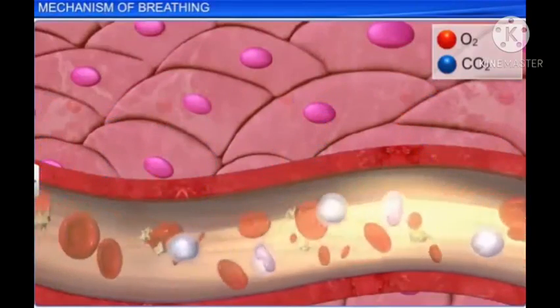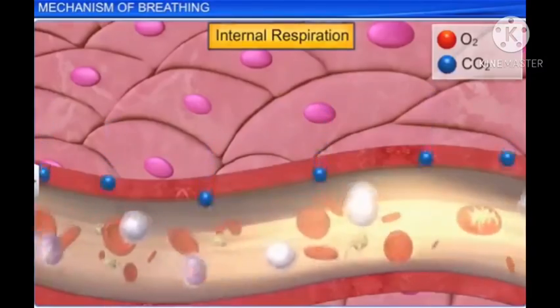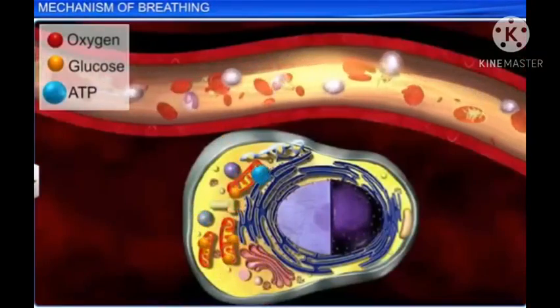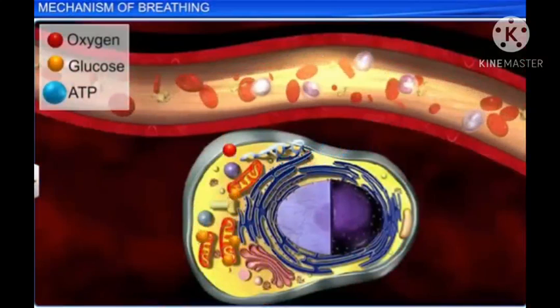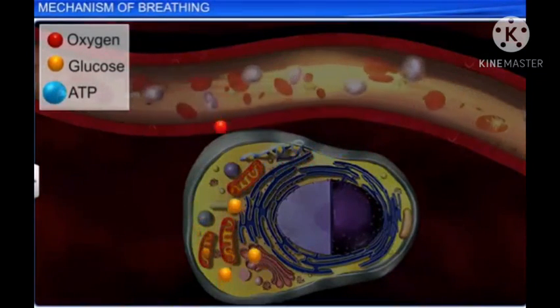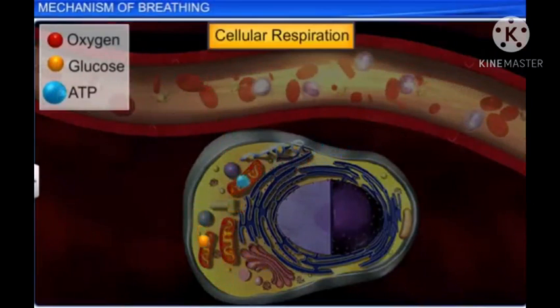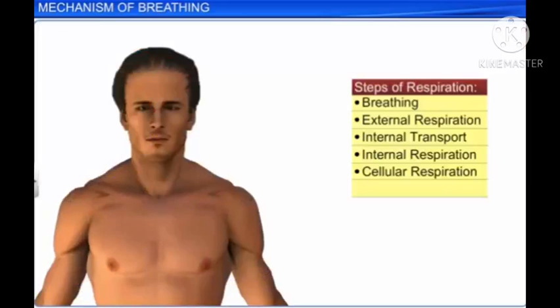The diffusion of gases between the blood and the tissues is called internal respiration. The oxygen that is carried to the tissues is used by cells to produce ATP. ATP is produced by the breaking down of organic molecules. This process is called cellular respiration. Thus, respiration takes place in humans.